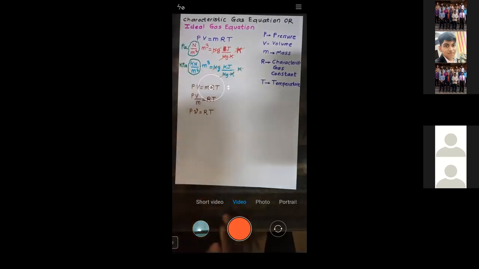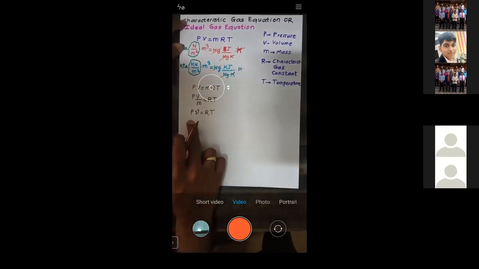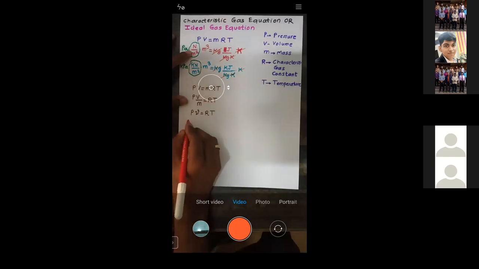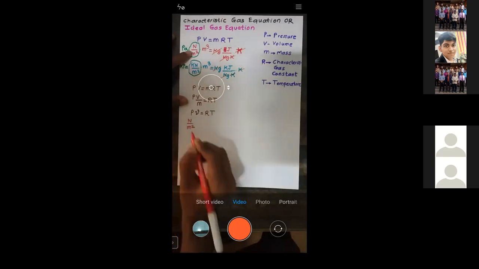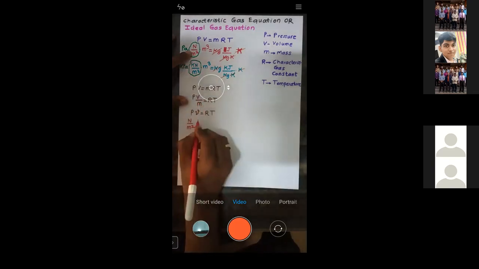Now let us check with the units again. Pressure is the same, in Newton per meter square. Volume now is meter cube per kg, because it's a specific volume.